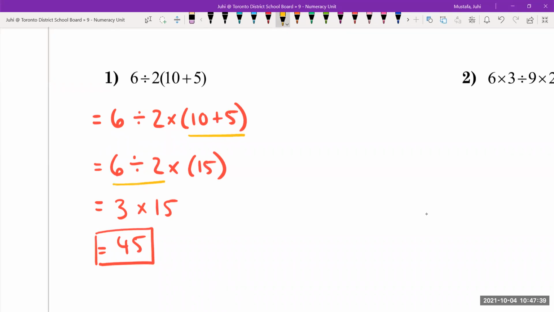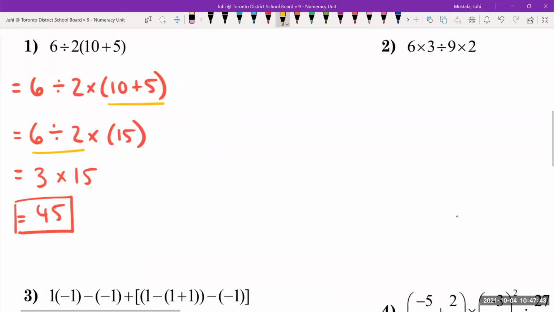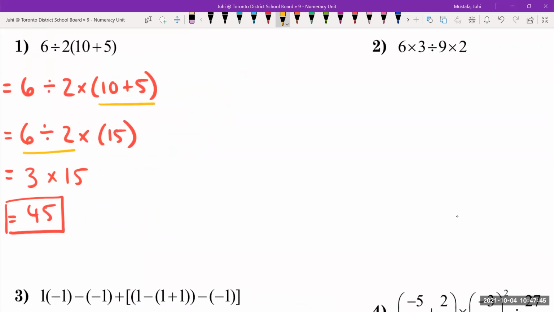How did we feel about that example? Straightforward? Good? Excellent. I'm not going to scroll it over all the way, so if you're still writing, you can still look at it. I'm going to go over to question number 2.